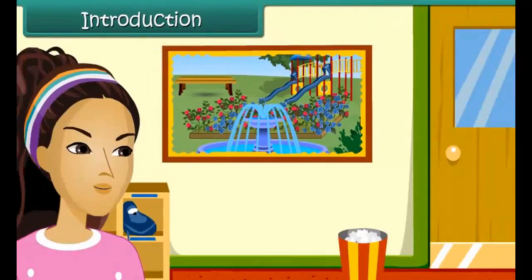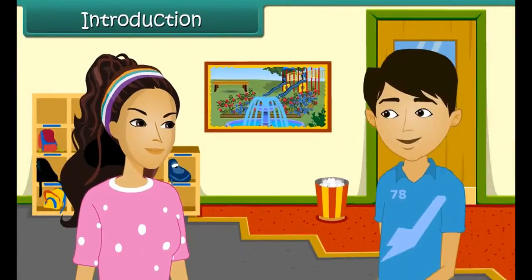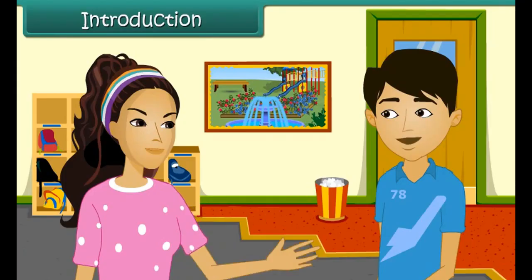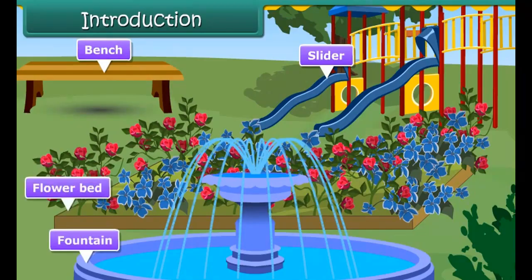Wow! How beautiful is this garden? What are you looking at, Alia? I'm looking at a garden picture. Alia, can you analyze the different objects in this picture? Yes, there are benches, a slider, a fountain, a flower bed, etc.